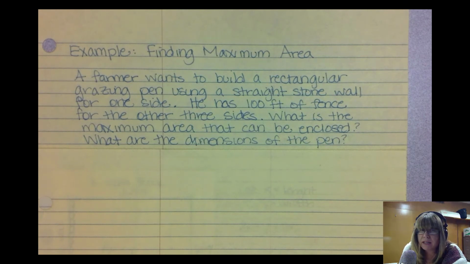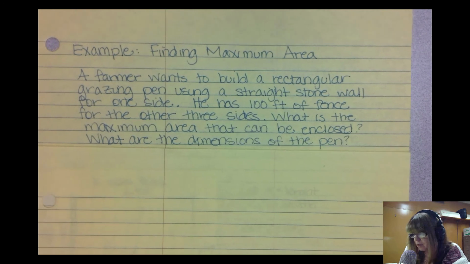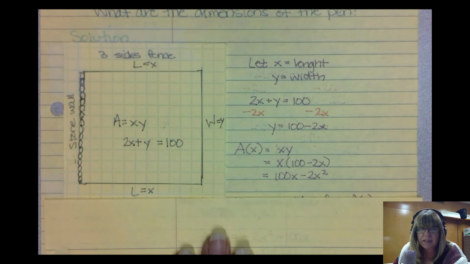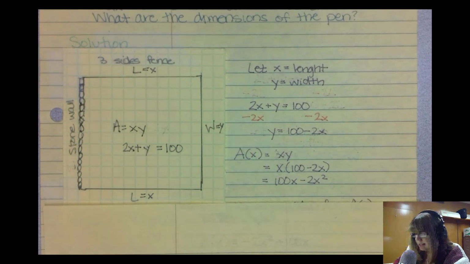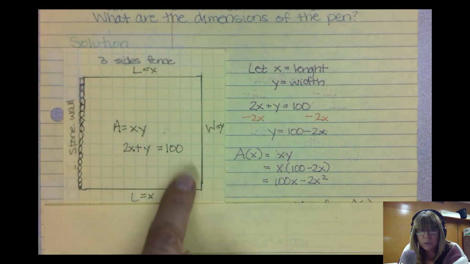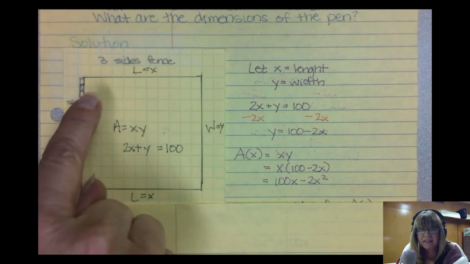Now you might be asking, well, how is this ever related to a parabola considering that this is a rectangle? Well, the parabola is actually going to be plotting the area depending on the dimensions of the pen. So let's take a look at this. I want to sketch out what this really means. Okay, so I have this rectangular pen, and on one side is a stone wall, and the other 3 sides are going to be the fence.